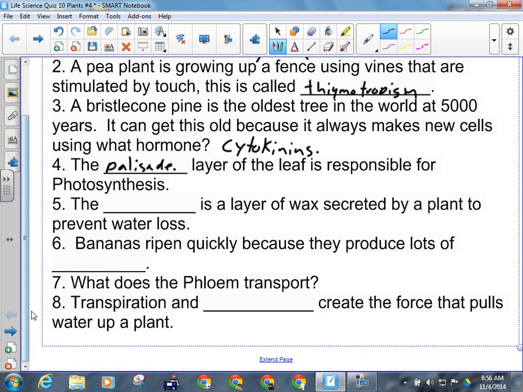All right. The blank is a layer of wax secreted by a plant to prevent water loss. Cuticle. Bananas ripen quickly because they produce lots of what? Ethylene.